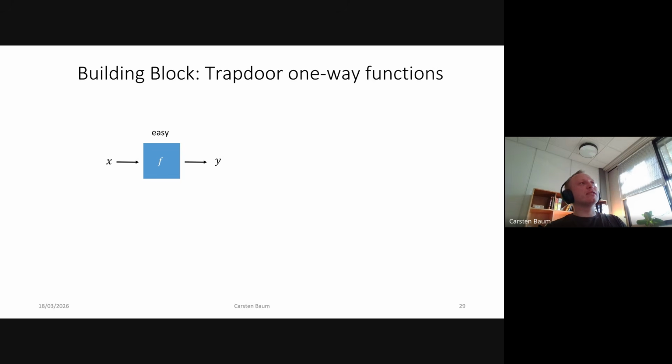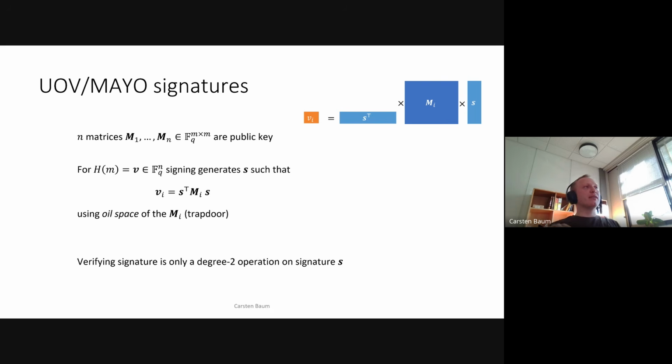What we're going to use here as a signature scheme in our construction are so-called Mayo signatures. How do they work? In Mayo, or in unbalanced oil and vinegar, what you get as a public key for a signature are just a bunch of random-looking matrices, M1 to Mn. That's how they're called here.